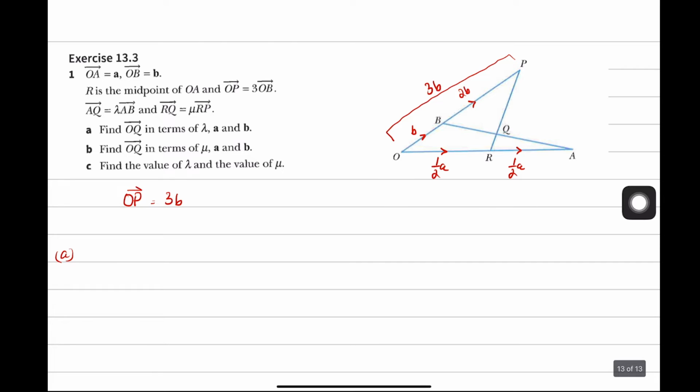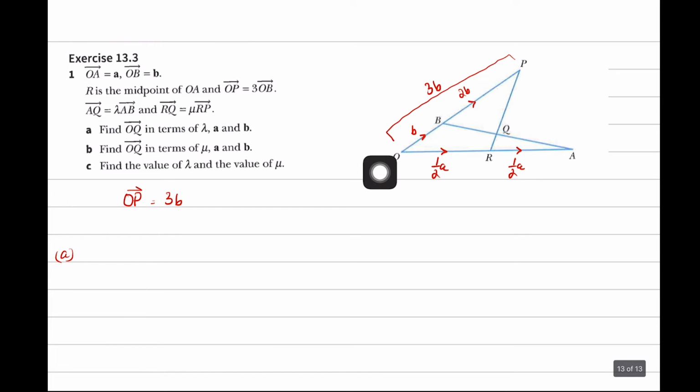Now let's see what we can do in order to go from O to Q. We can go from OP to PQ. That will give us OQ. And bear in mind that you already know what AQ is. You know that AQ is basically lambda times AB. Now let's see what else we can do.